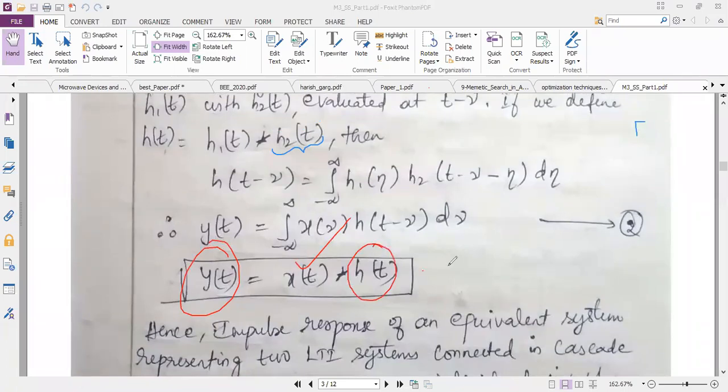What is h of t in turn? It is over here. It is nothing but the convolution of two impulse responses. So the conclusion here is, if the systems are connected in series, then the total impulse response is nothing but the convolution of the two impulse responses. So that is the conclusion here.